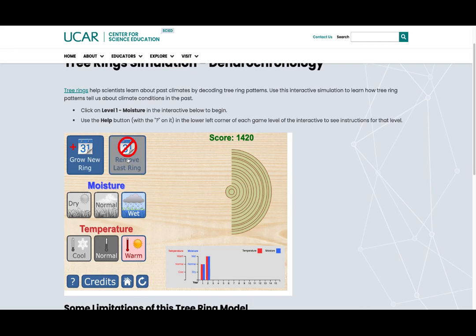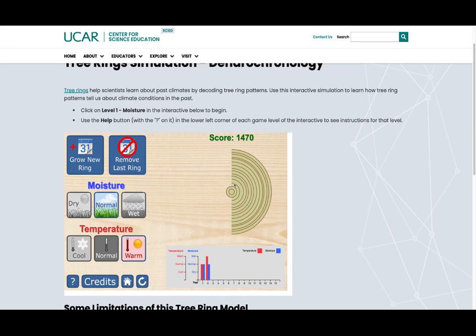So wet and warm, possibly. That's too good. Maybe wet and normal. Definitely not. Maybe normal moisture and warm temperature. There we go. So I'm going to be looking around to see what combinations I need to do to try and grow my entire tree cookie out to match with these patterns.